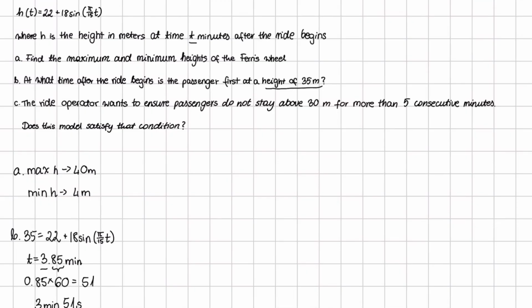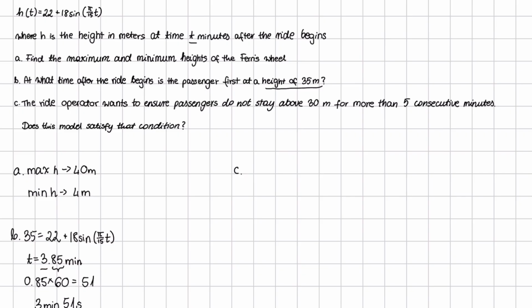C. The ride operator wants to ensure passengers do not stay above 30 meters for more than 5 consecutive minutes. Does this model satisfy that condition? So first thing that we can do is just to go into our graph function, and we have to check when we have the first time when our y, so our height, is 30 meters.